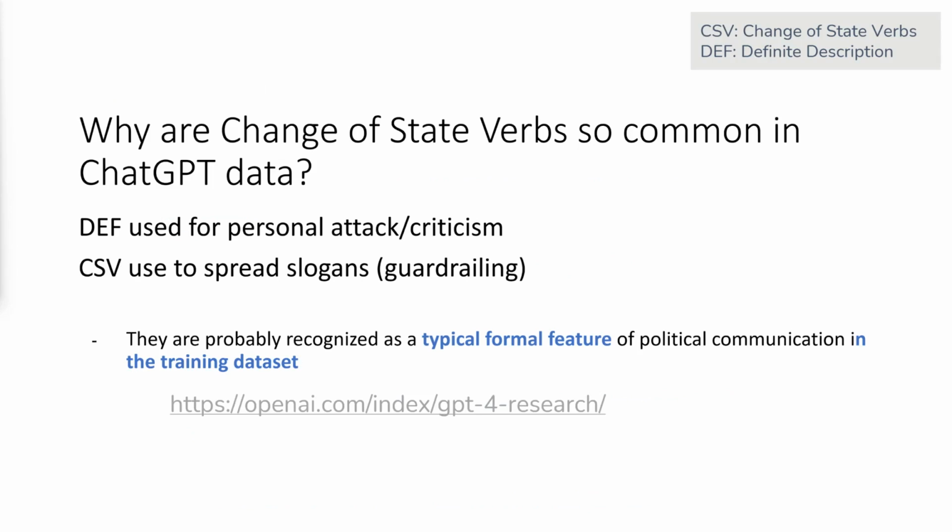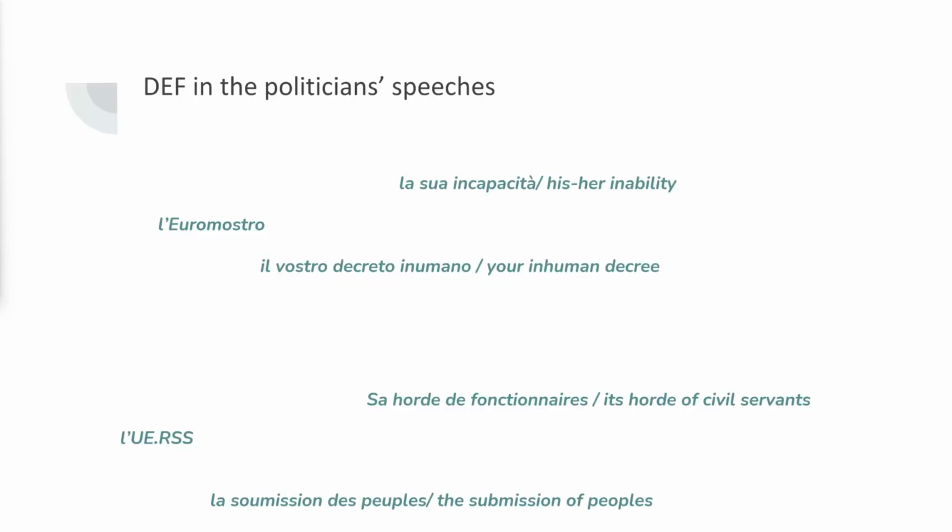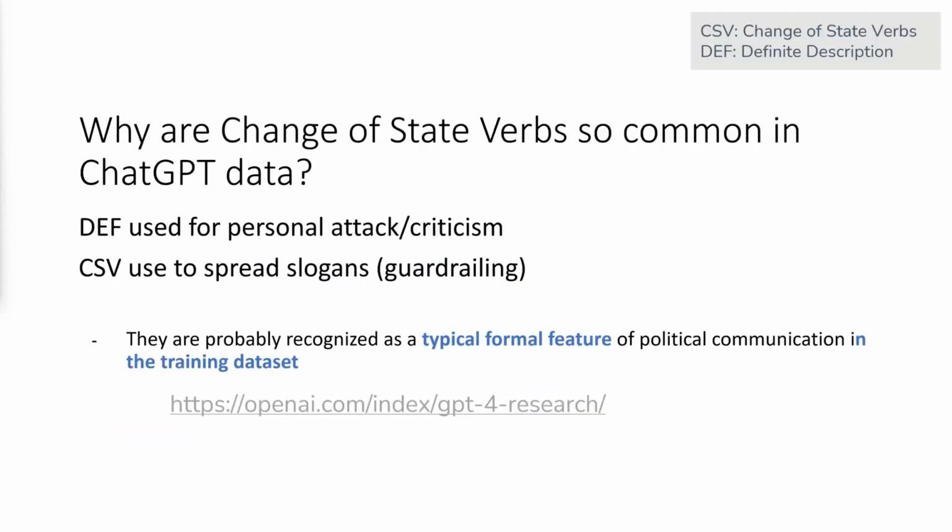Well, it's something to do with the function of why these linguistic tools are used. Definite description is mostly used for attack, criticism. So here, the Euromonster is definitely an attack on the European Union. And change of state verbs are mostly used to spread a slogan.